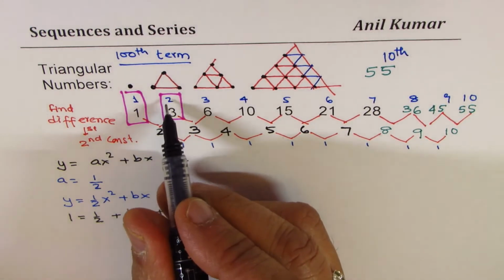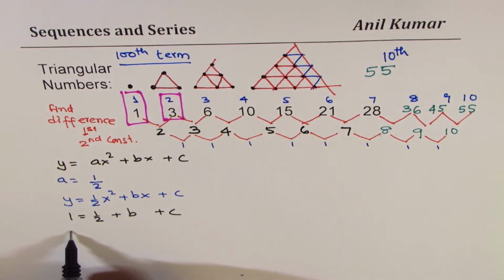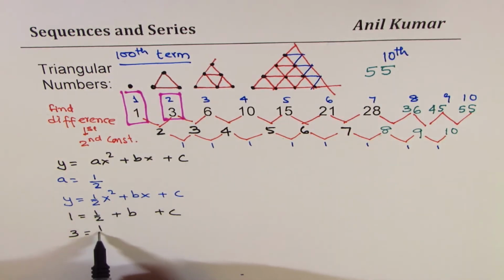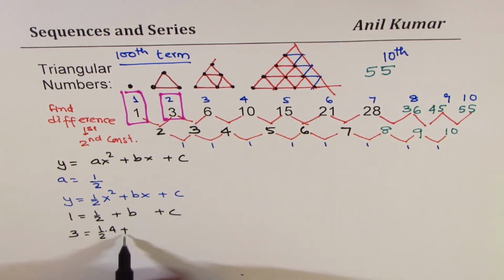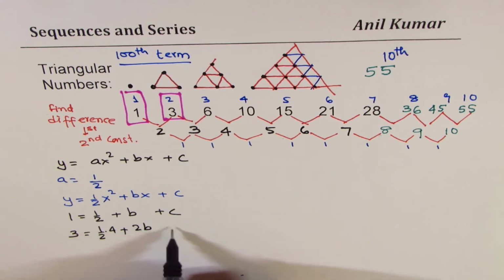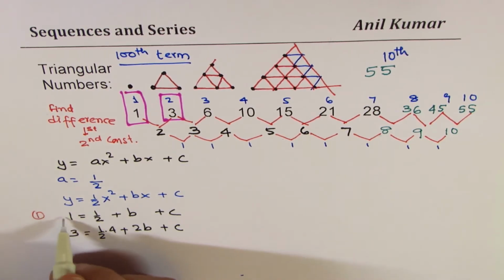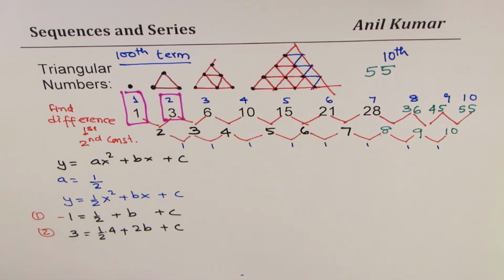But if I substitute 3 for y and 2 for x, 2 squared is 4, so let me do half times 4, plus 2 times b, plus c. Is it okay? So we get 2 equations, just as we got them last time for pentagonal numbers. Now what should I do? I should do the difference, right?